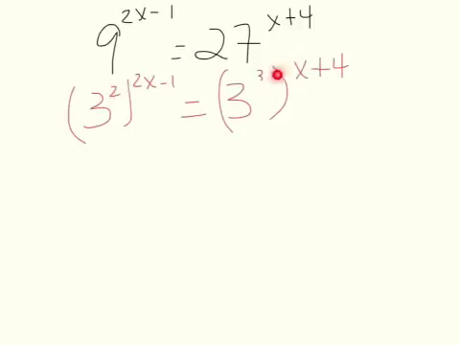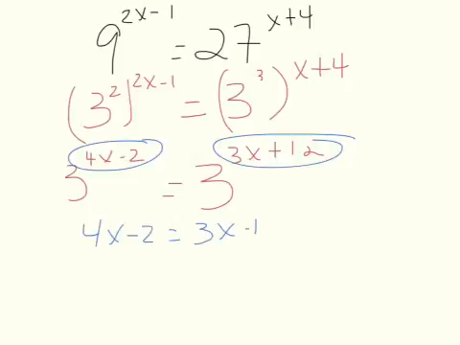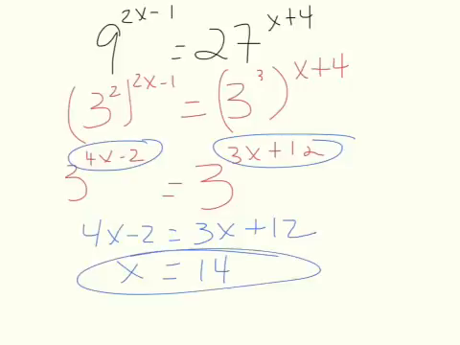Now I have power to a power rules. So I have 3 to the 4x minus 2 equals 3 to the 3x plus 12. So my bases weren't the same, I made them the same, and now that they are the same, I can set my exponents equal to each other. So 4x minus 2 equals 3x plus 12, so that gives me x equals 14.